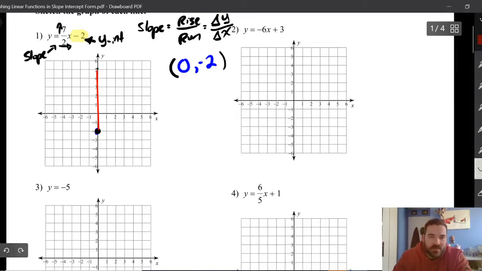And then I go up 7, and then I go over 2. 1, 2. So that's where I want to end up. So that's where my real point's going to go, right here. Everything else can get erased.